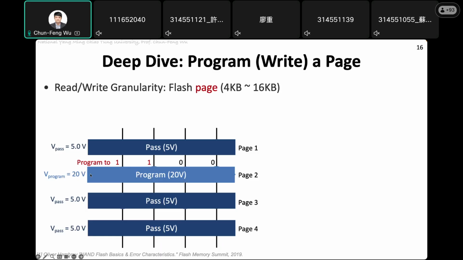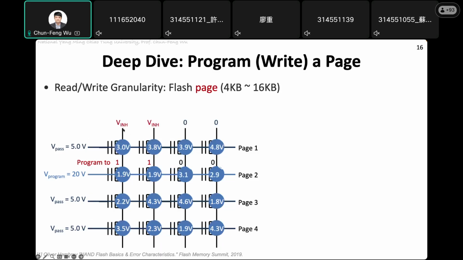Because if you apply 20 volt to this wire, then all the memory cells' P substrates will be activated, and the delocalized electrons will be pushed into the floating gate. Then there will not be 1100. There will be 0000. Okay, so this is not enough. We also need to apply another kind of voltage called inhibition voltage. Inhibition voltage, you can think of as a way to prevent some memory cells from being programmed. So if you apply the inhibition voltage for the first 2 cells in this direction, okay, then the first two cells will not be programmed.